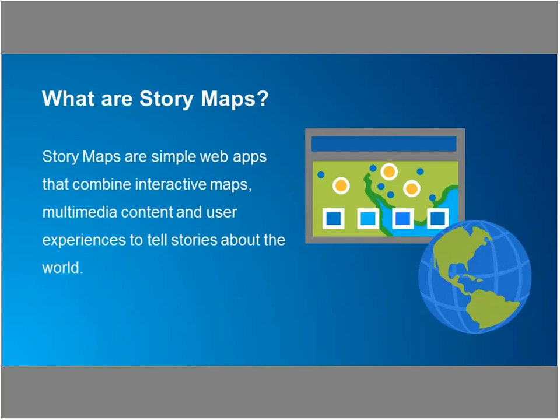So, story maps are simple web apps that combine interactive maps, usually published in ArcGIS Online or through your portal, and multimedia content, which can include your photos, your videos, your audio, your text, and user experiences to tell stories about the world. And the world can mean anything, basically. It could be planet-wide, nationwide, or even as small as your local neighborhood or your community. Most story maps are hosted on the cloud by Esri, so you don't have to worry about the small details like maintaining servers, but you can opt to host them yourself as well.